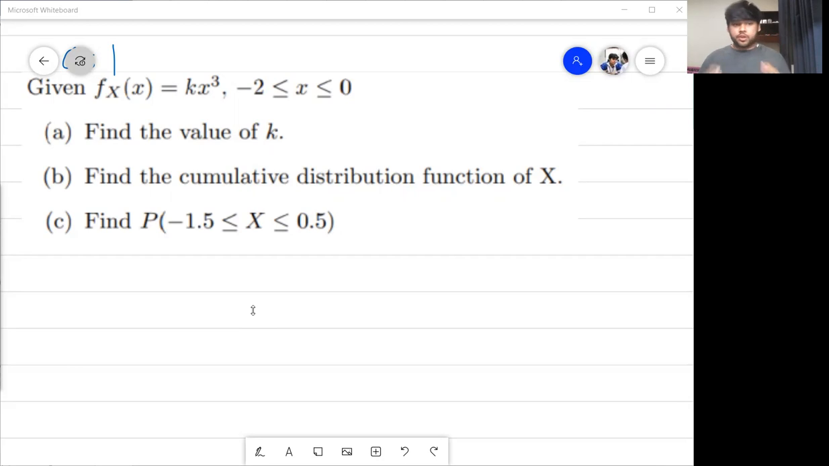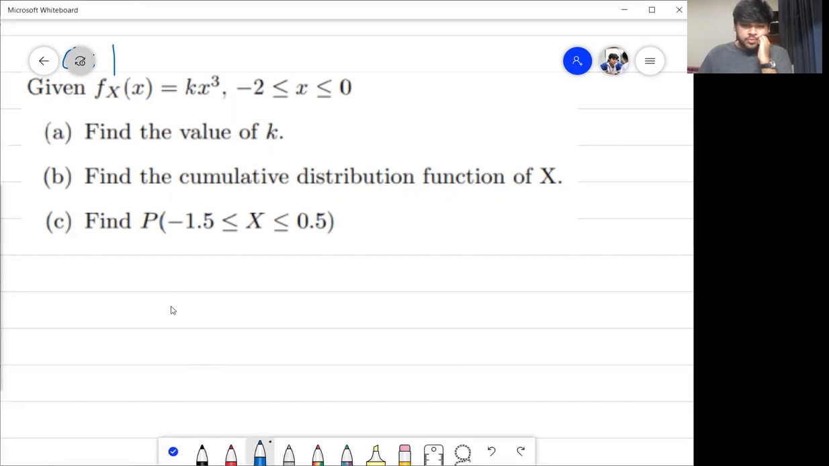Okay, so the first question, I'll give you 10 seconds to read it. The first question says they've given you an fx, which is kx cube, and they've given you a uniform variable for x between -2 and 0. So it should cover all values between -2 and 0. They should not be discrete, they should be continuous. And they're saying find the value of k.